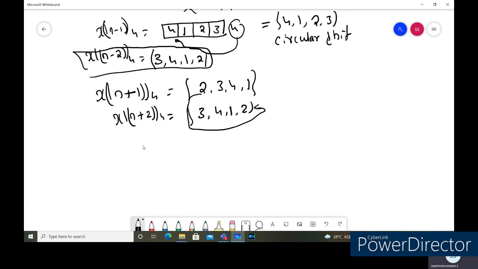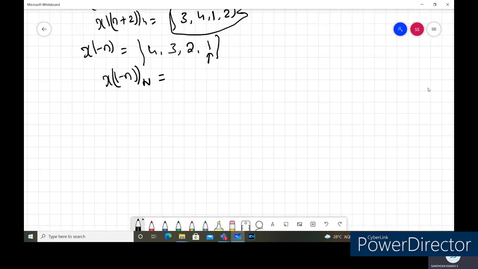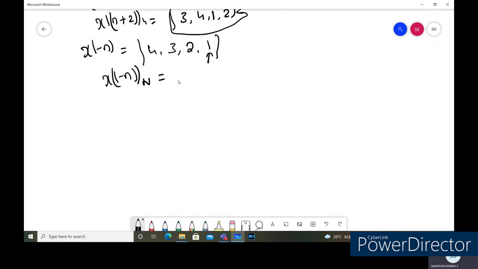Similarly, we'll take the concept of reflection. Reflection is, for example, x of minus n. We know the sequence x of n is 1, 2, 3, 4. When I take the reflection, it becomes 4, 3, 2, 1, with time index n equal to 0, minus 1, minus 2, minus 3. This is for the normal sequence. But since we are considering a periodic sequence, we need to consider a circular reflection, denoted modulo N. The value of x of minus n can be mathematically written as x of N minus n. Since it's a reflection, we need to take it in a circular fashion.